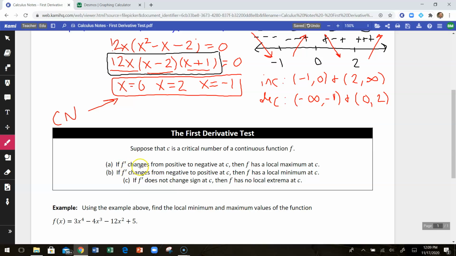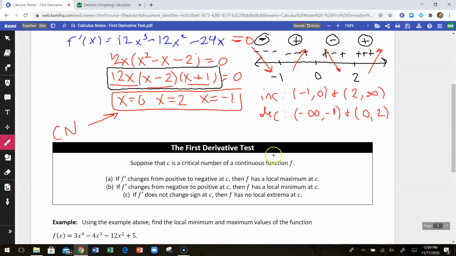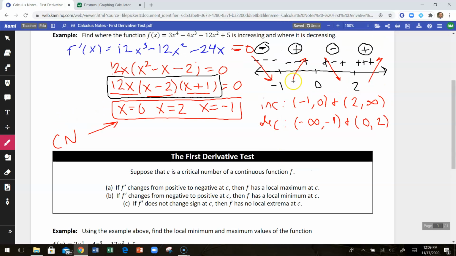If the derivative changes from a positive to a negative at a critical number, then there's a local maximum there. So what that means is, if I go from increasing, a positive value, to a negative value, I'm going from increasing to decreasing. If I'm going from increasing to decreasing, then there's going to be a local max there, right? We're going to have to hit a highest point before we start going down. Now again, we have to make sure that the assumption is that it's a continuous function.